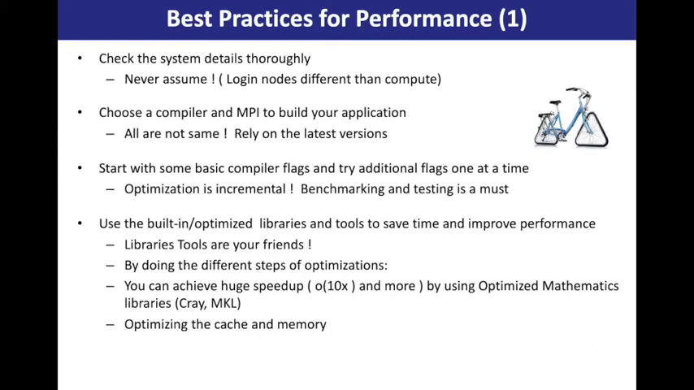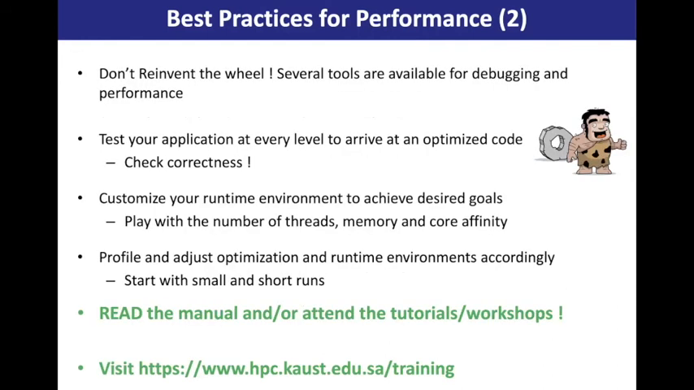We already have many libraries. Check with them because they have been optimized, and you can run them. For example, if you use these optimized libraries, you can have a speed up of 10x. Instead of writing your own matrix multiplication, you use the MKL or Cray libraries. Okay, so they're already optimized. Don't reinvent the wheel. We have several tools for debugging, for performance, and for libraries.